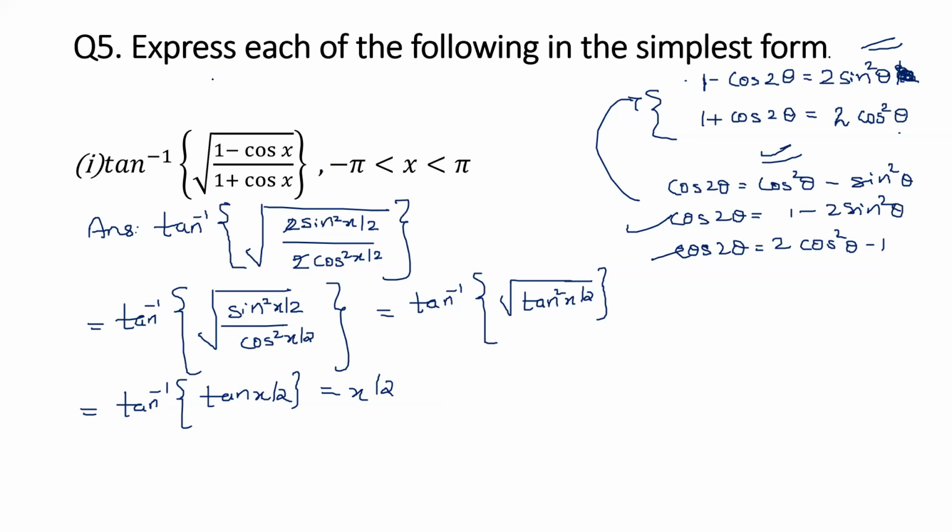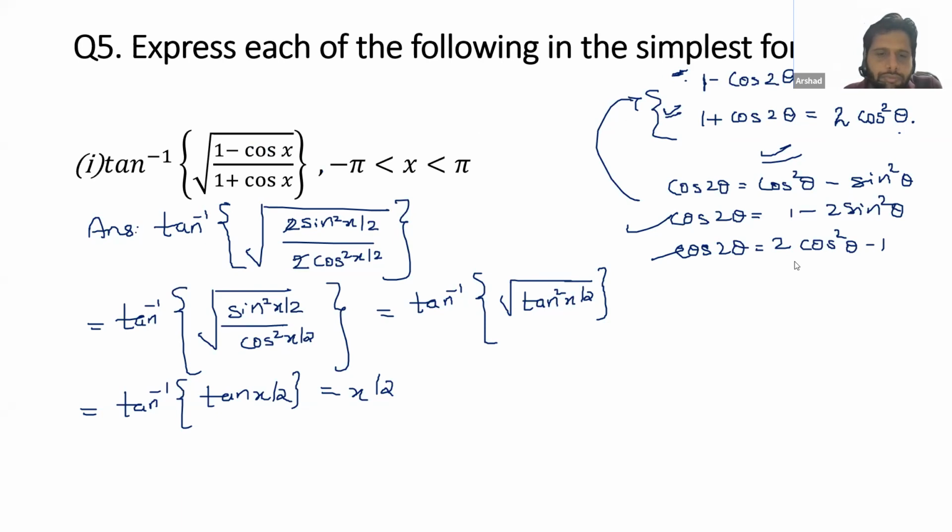Sir, how to know which formula we have to put? Like we have three formulas for cos 2 theta. Yes, so please remember these two formulas directly. That's why I've given these two formulas directly. 1 minus cos 2 theta, this is the formula. 1 plus cos 2 theta, this is the formula. First of all, please learn these two formulas.